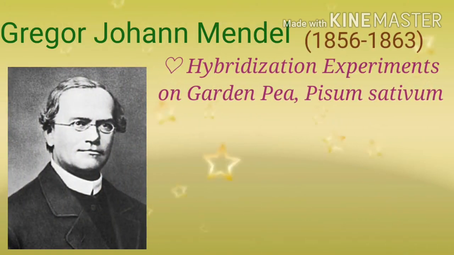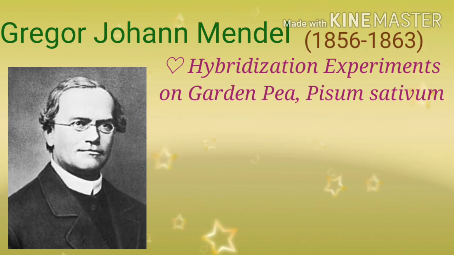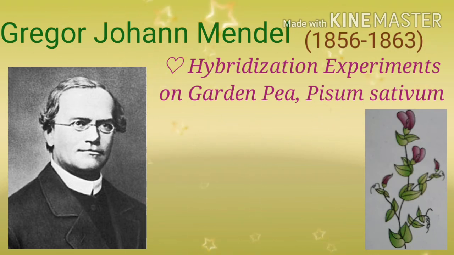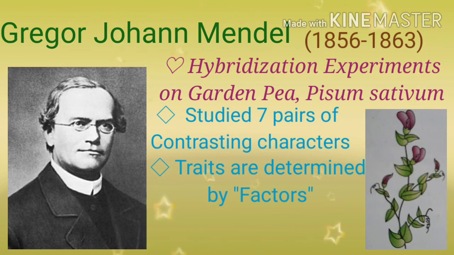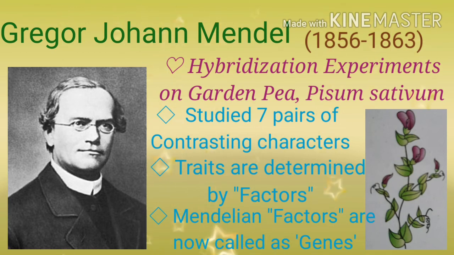During the mid-19th century, Gregor Johann Mendel conducted hybridization experiments on garden pea for 7 years. He studied 7 pairs of contrasting characters of this plant. According to him, the characters or the traits are determined by factors that are transferred from one generation to the next. The Mendelian factors are now called genes.